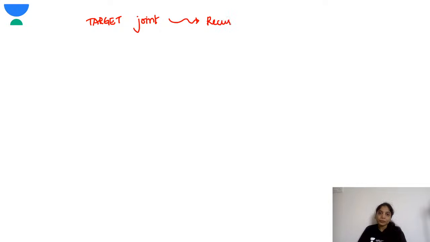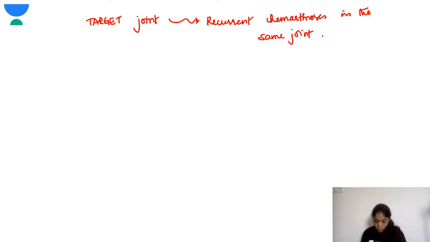Recurrent hemarthrosis in the same joint. So that joint becomes the target joint, and that you have to keep in mind. Yes, very good, Sumitra. Repeated joint bleeding in the same joint is the target joint. So that you have to know.